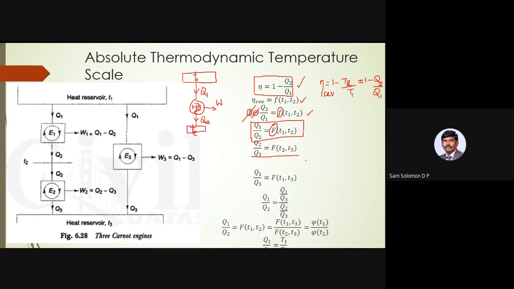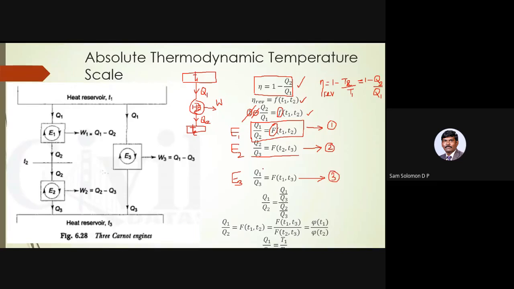Because I have these equations, let me call this equation number 1, and this equation number 2. So this is for engine E1. Equation number 2 is for engine E2. And equation number 3 is for engine E3. Let me call this equation number 3.